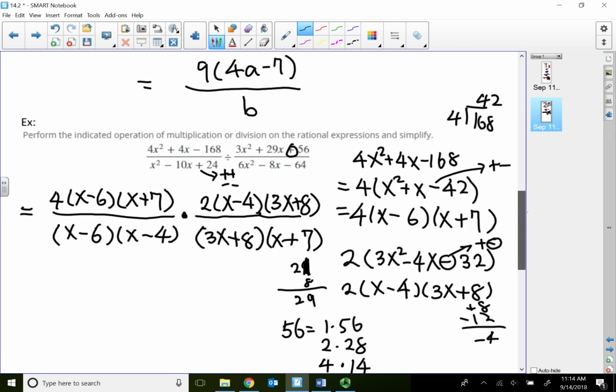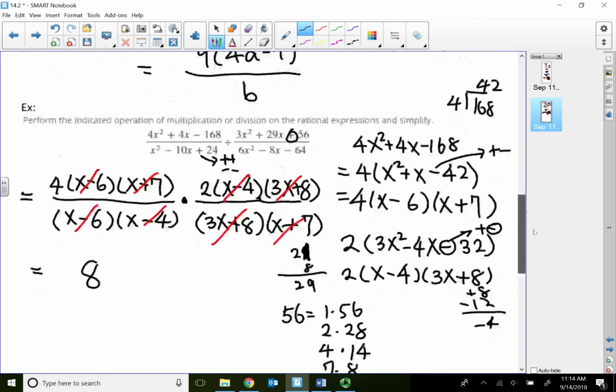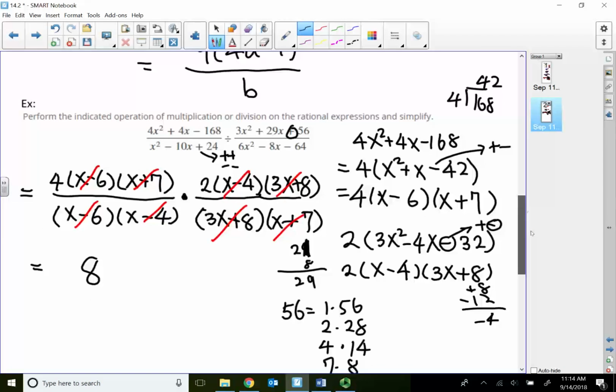All right. So let's see what I can cancel out top and bottom. I know the minus 6 can cancel out right away. The minus 4 can cancel out. The plus 7 can cancel out. Ooh, this is nice. The 3x plus 8 can cancel out. So the only thing I have left is 4 times 2 on top, which is simply going to be 8. Okay. So basically, multiplication and division of rational expressions is very similar.